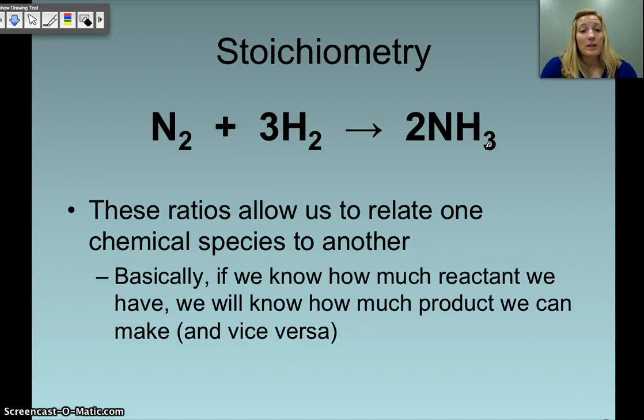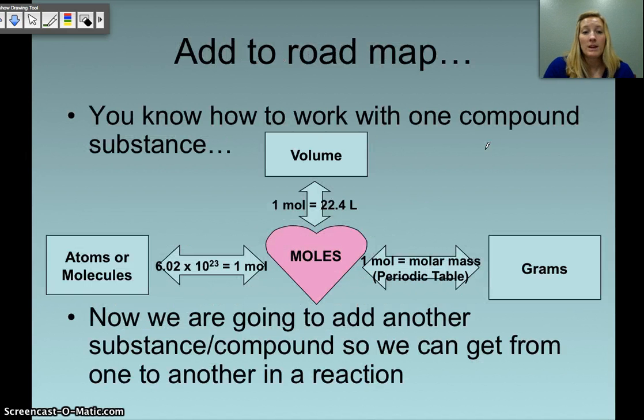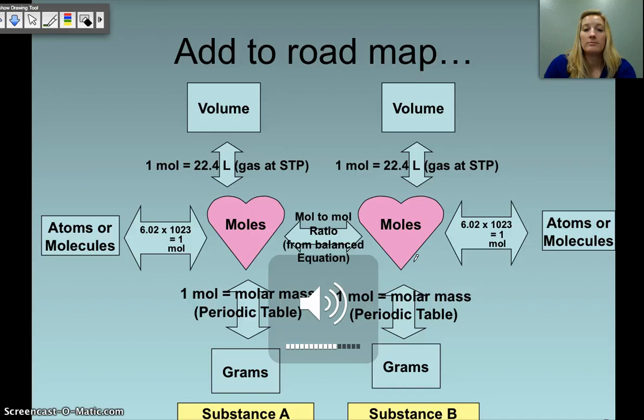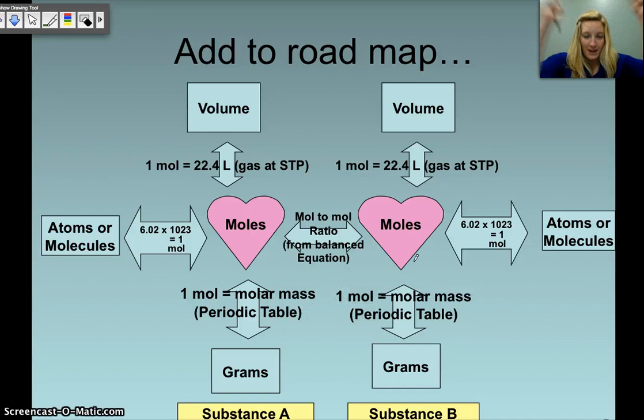So now stoichiometry is just going to use those ratios to get from one thing to the other. We've been using one side of our mole map because we've been working with one compound. If we have moles of something, we can get to volume of the same thing. If we have moles of something, we can get to grams of the same thing. This is all just one compound. But in a reaction, we have different things, and we want to know how to get from one thing to another. So, yeah, it's time for your roadmap to mole success.